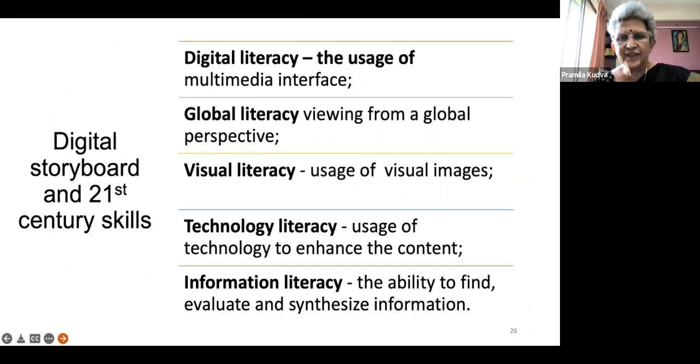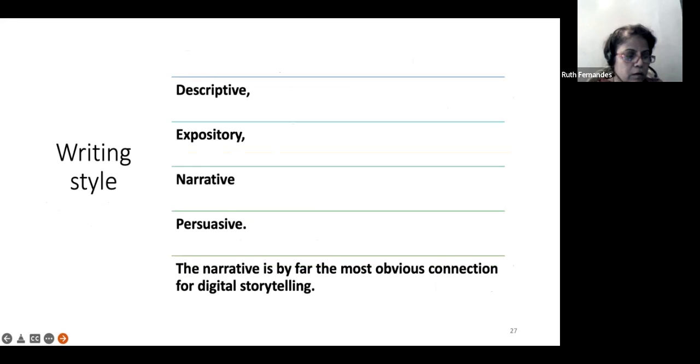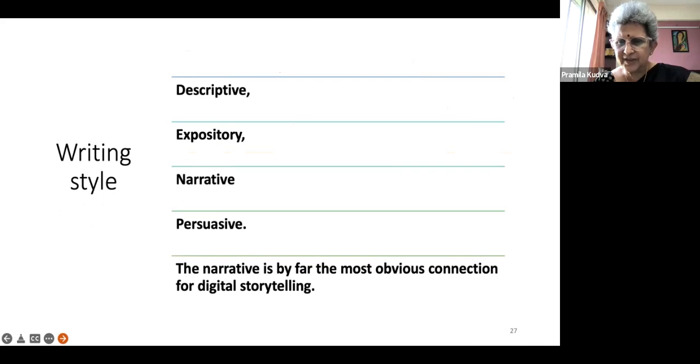Now there are these literacy skills which 21st century talks about: digital literacy, global literacy, visual, technology, and information literacy. These are the things that we need to infuse through the digital storyboard. I'll give you a moment to read it. Shall I go ahead? Yes, okay. Writing style. It can be descriptive, expository, narrative, persuasive. But by far, the narrative is the most obvious connection for digital storytelling. For any storytelling, for that matter, narrative makes the best fit.